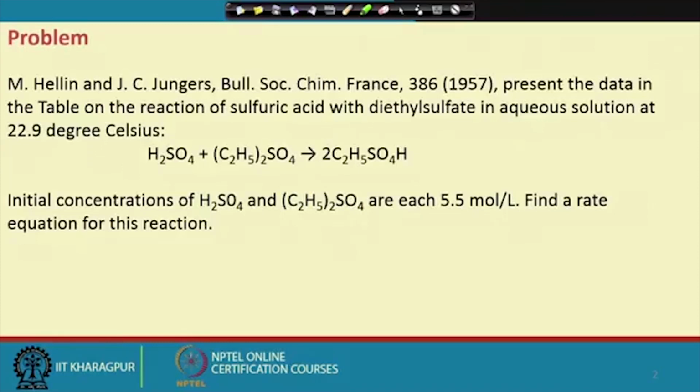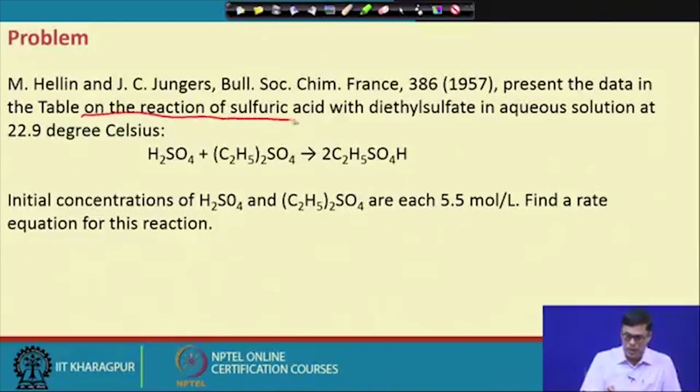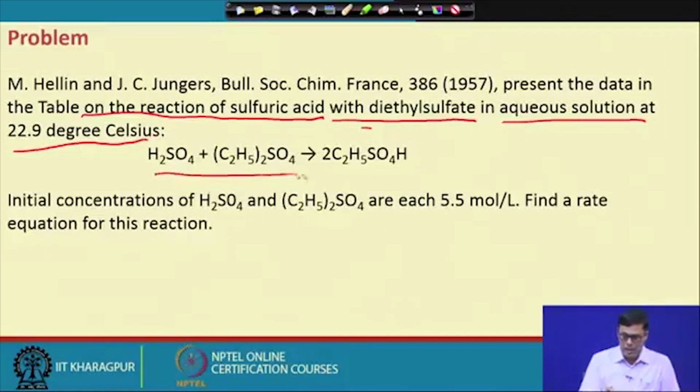So first let me go through this problem. The first problem is quoted from Hellen and Jungers, published in 1957. It presents the table on the reaction of sulfuric acid and diethyl sulfate in aqueous solution at 22.9 degrees Celsius, and the reaction is this.